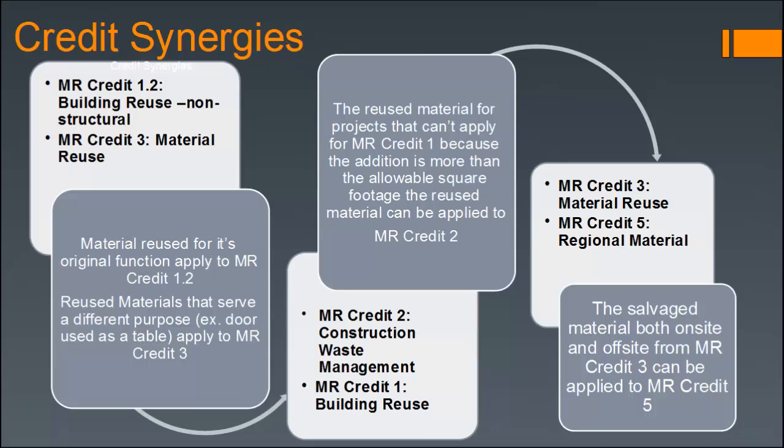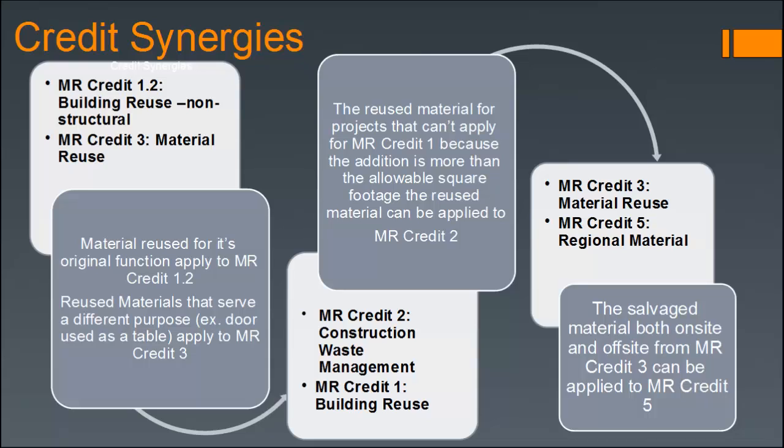For MR Credit 2, construction waste management, and MR Credit 1, building reuse, the reused material for projects that can't apply for MR Credit 1 because the addition is more than allowable square footage, meaning it's 2 times or greater the existing building, the reused material can be applied to MR Credit 2, construction waste management.